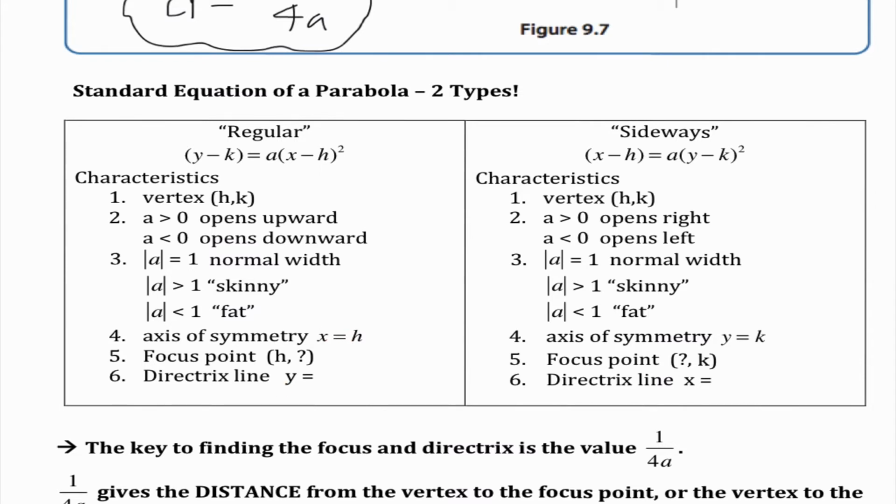Our second type of parabola is sideways. So this means our vertex this time, x is in this parenthesis, so this is our h, and y, that would give us our k.